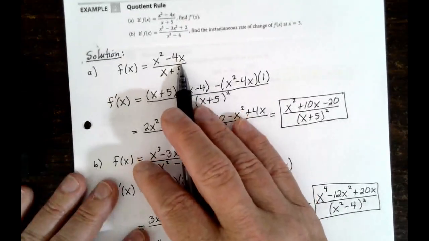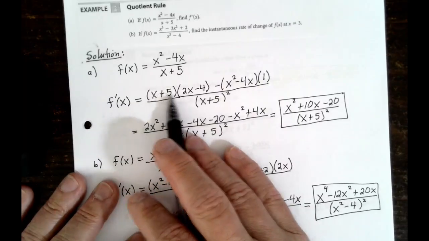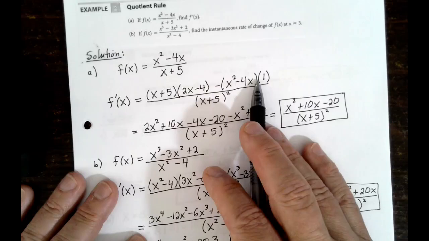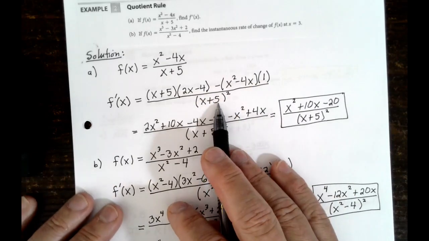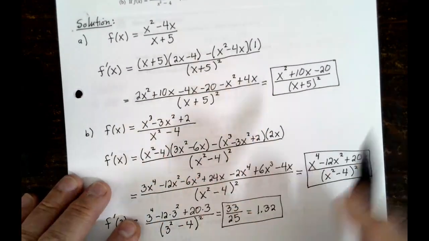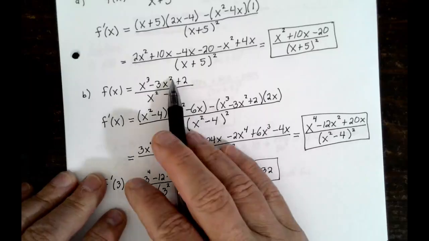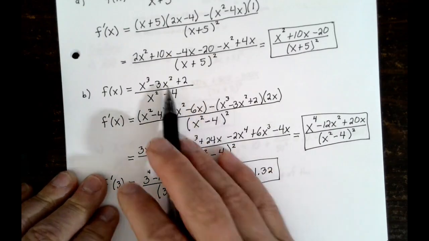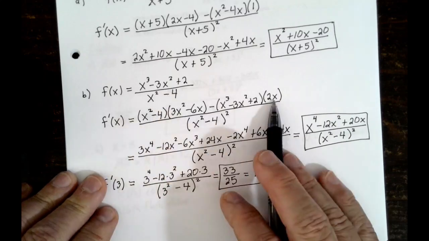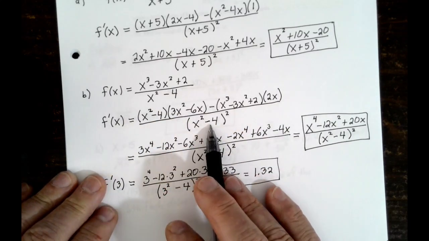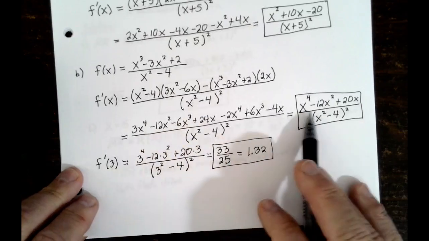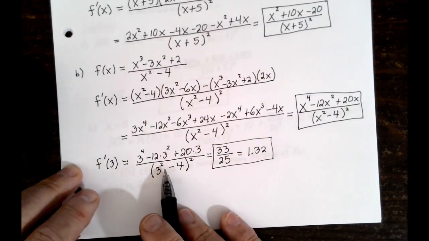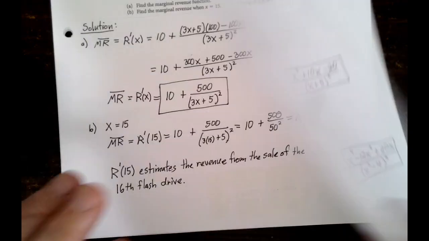Alright, so this derivative is the denominator times the derivative of the numerator minus the numerator times the derivative of the denominator over the denominator squared. And then the rest of this is just cleaning it up. Here you've got the denominator times the derivative of the numerator minus the numerator times the derivative of the denominator over the denominator squared. And then everything else is just cleaning it up. And they ask you to evaluate the function at 3. So you plug 3 into the function and you get your answer.